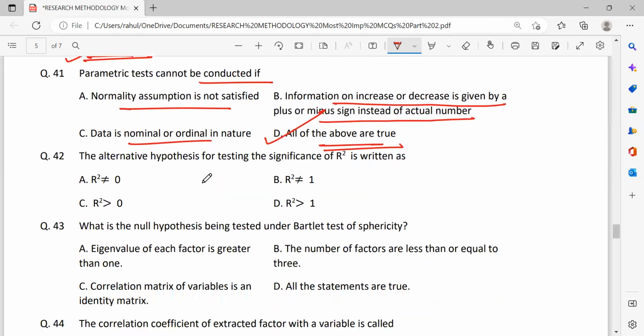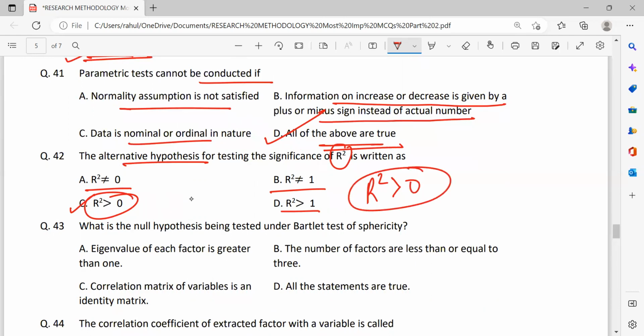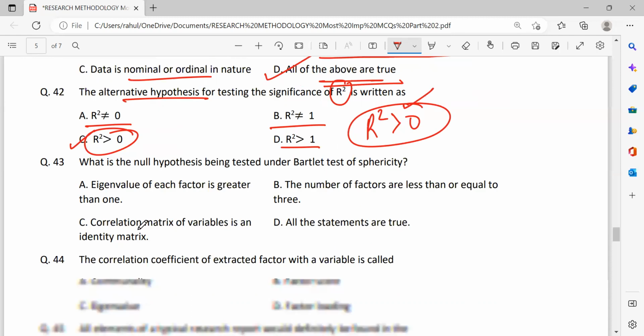Okay. Question number 42. The alternative hypothesis for testing the significance of R square is written as. R square does not equal 0, or R square does not equal 1, or greater than or equal to 1. Basically option C is the correct answer. If R square is greater than 0, you can say that the alternative hypothesis for testing of significance is written like this.